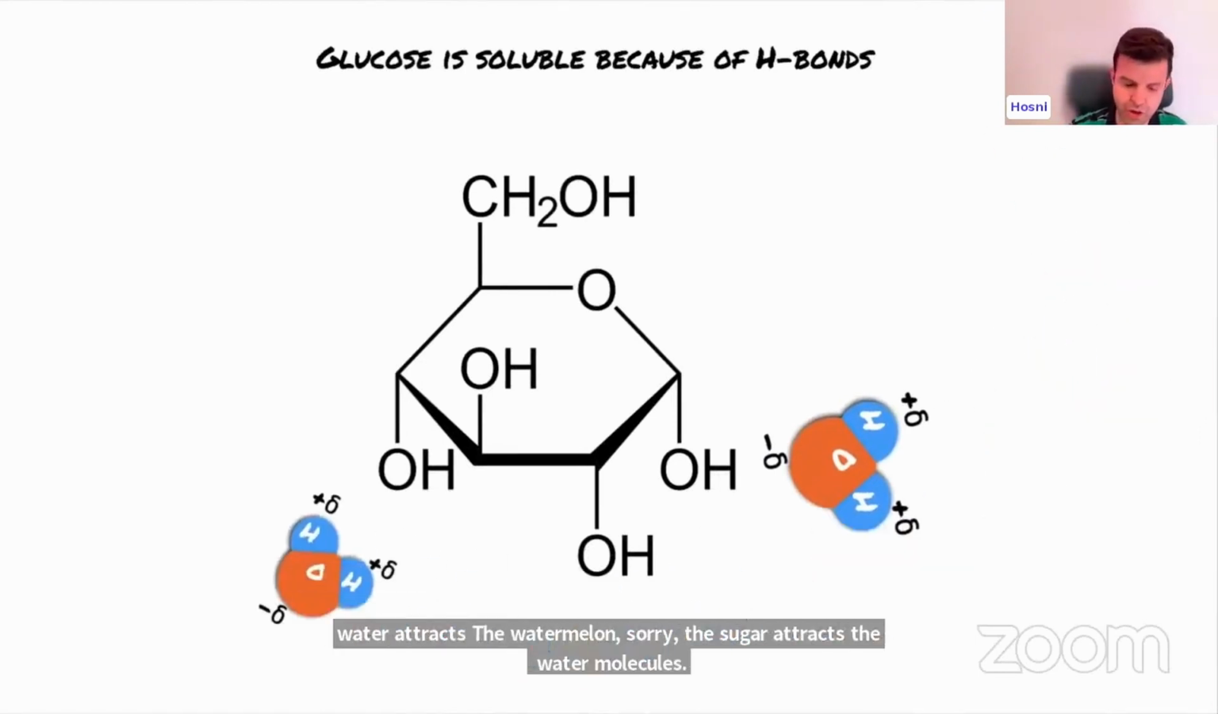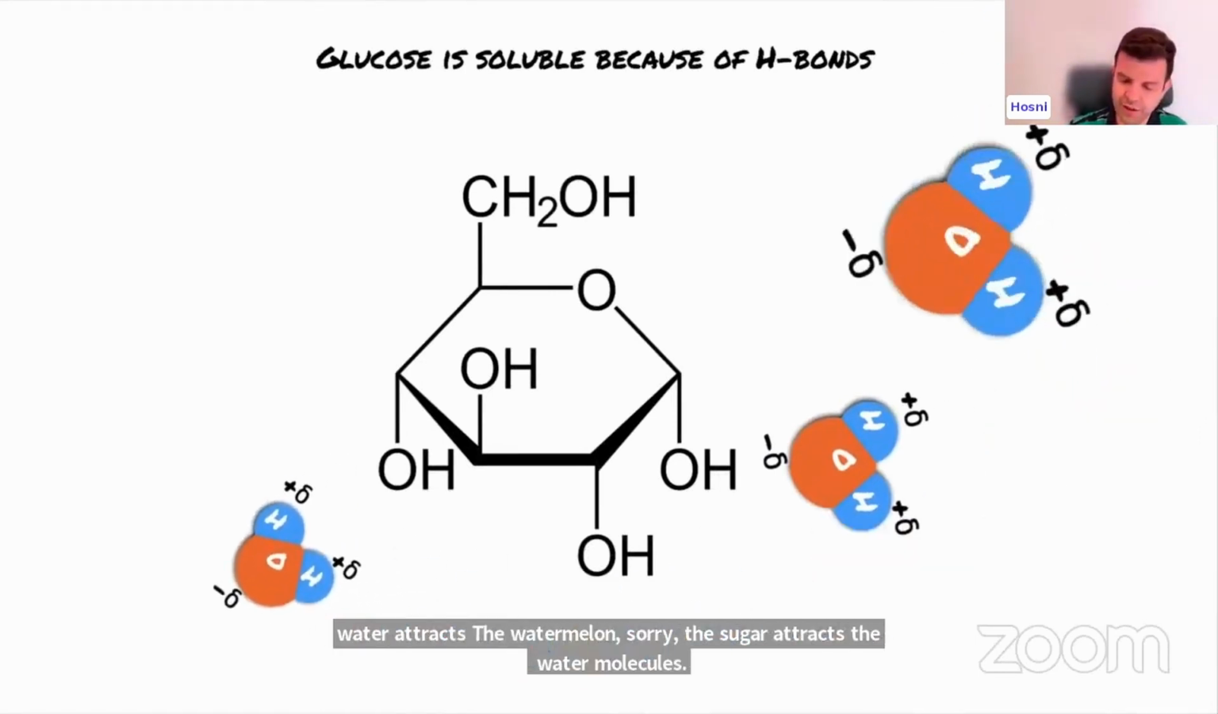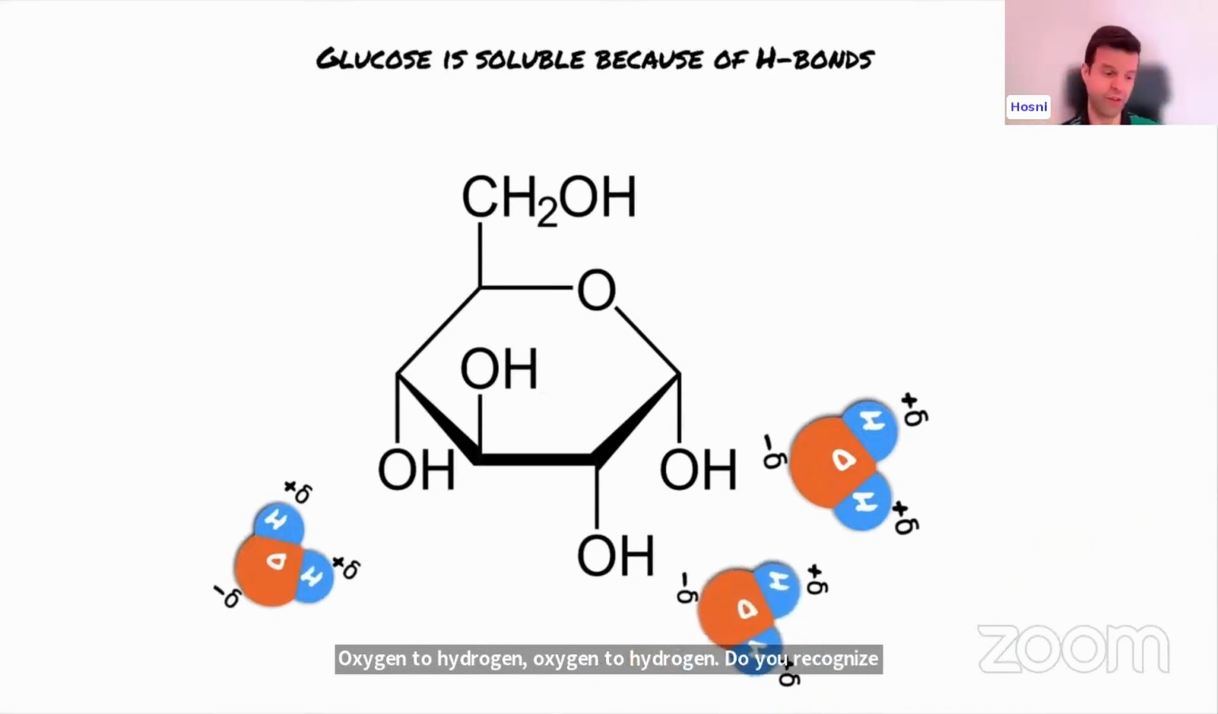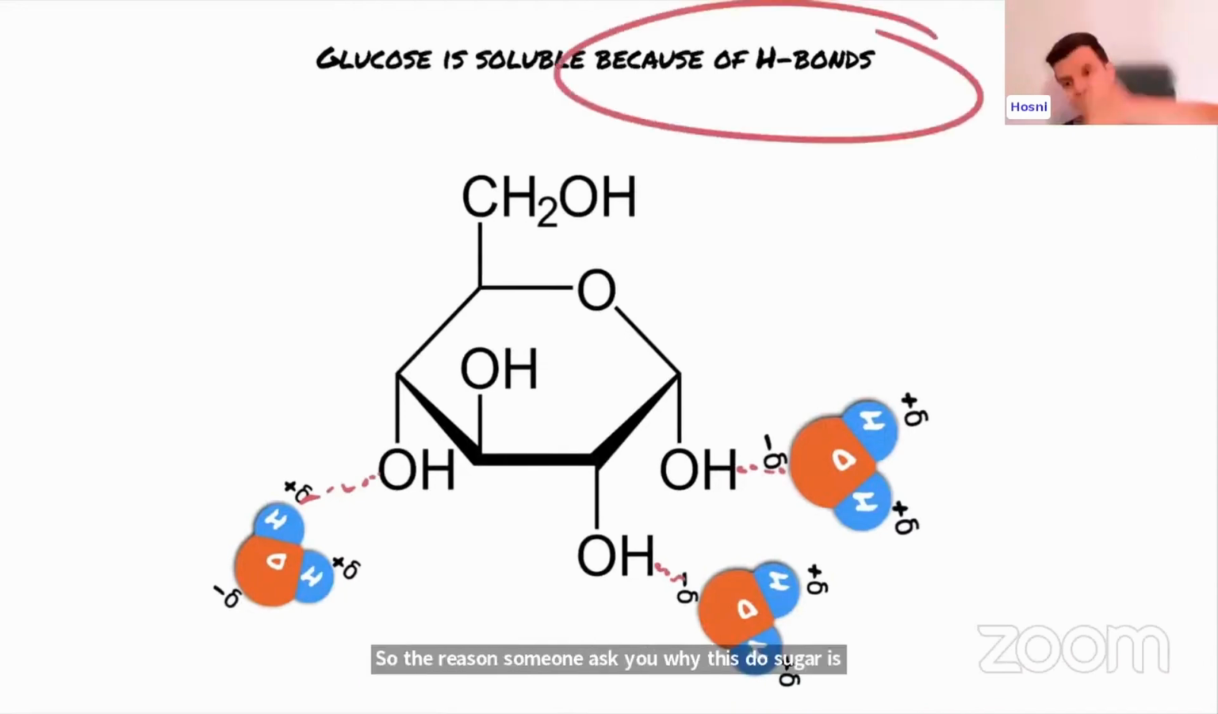Oxygen to hydrogen, oxygen to hydrogen. Do you recognize what's going to happen now? You're going to form hydrogen bonds here. So we're going to end up with hydrogen bonds between sugar and the water. So if someone asks you why sugars dissolve in water, simply tell them, sugars have plenty and plenty of OHs, and those OHs form hydrogen bonds with water.